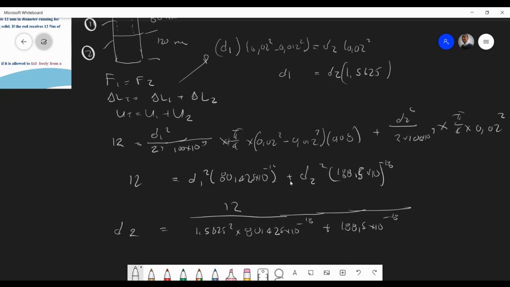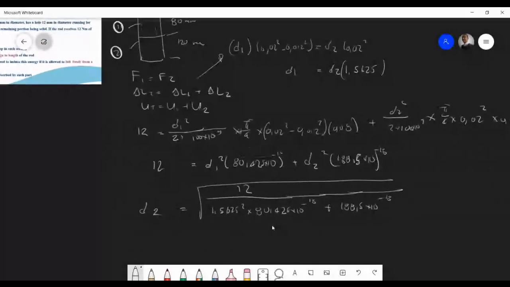And this, let me just make sure. Yeah, and then we're just going to root it. I think that's correct. I'm hoping I got it right. So we can just get stress 2 and stress 1, obviously.